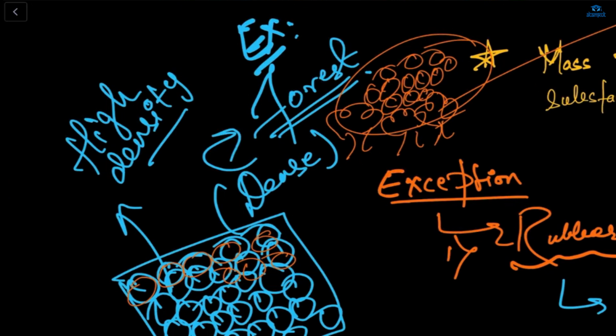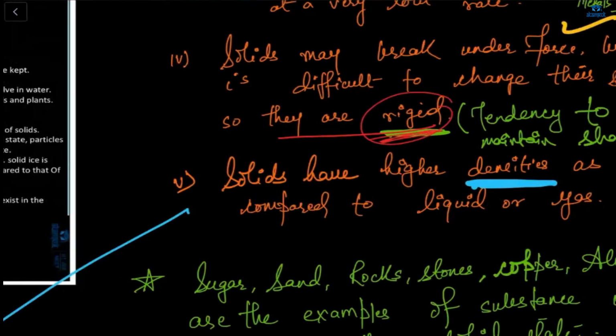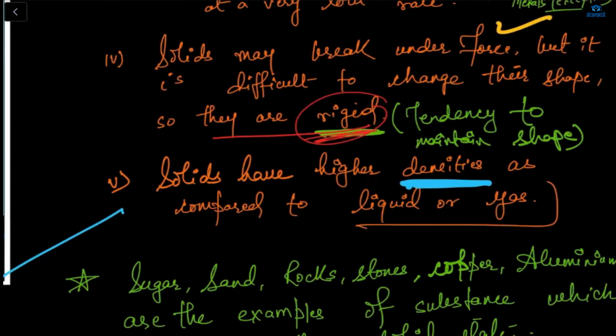Just like the trees, they are lying next to each other. They are not very far away from each other. So here also, the particles have a very strong force and are very strongly connected to each other. That's why they are known as high density. So solids have higher densities as compared to liquids and gases.